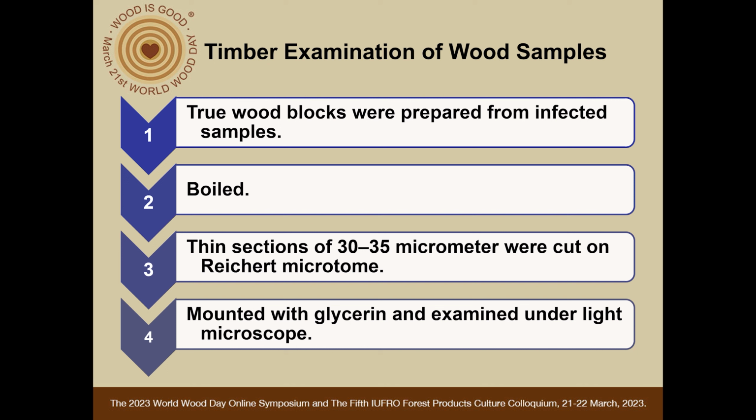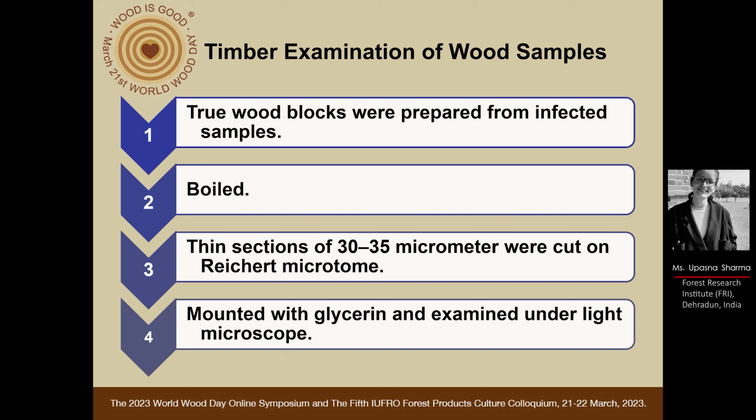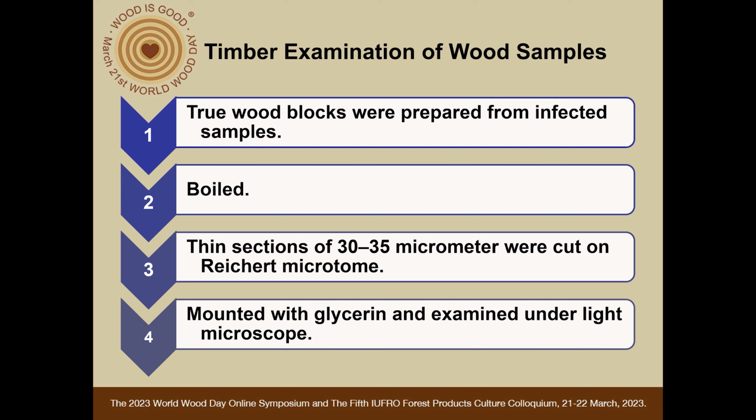For this, two wood blocks were prepared from the infected samples. They were boiled to soften the tissue. Thin sections of 30 to 35 micrometers were cut on the Richard microtome, and they were mounted with glycerine and examined under light microscope.